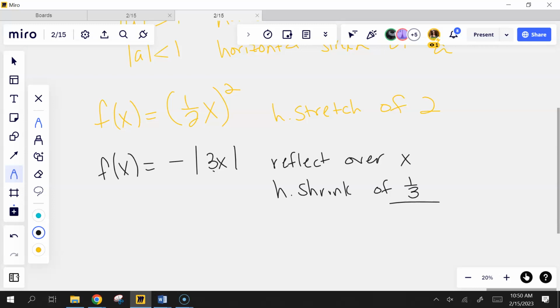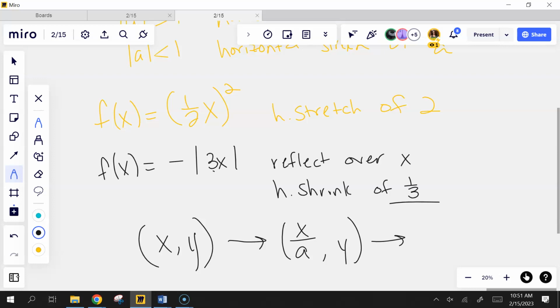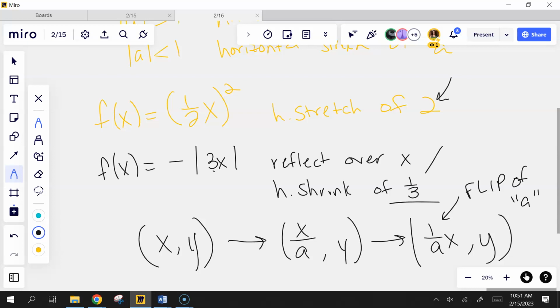Okay? And here's why that's important also, because if you look at your little cheat sheet, for horizontals, I take xy, and what I have to do, it says x over a and keep y the same. That is the same thing as saying 1 over a times x and keep y. This is just the flip of a. So every x would get multiplied by 2, or every x would get multiplied by 1/3. Okay? So we need to get used to seeing the flip of that.